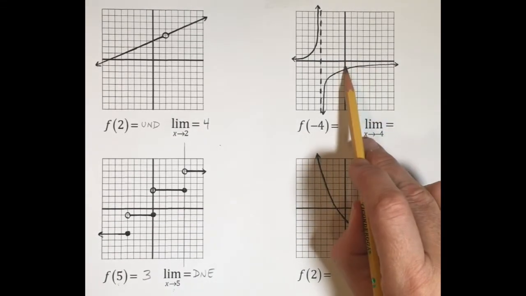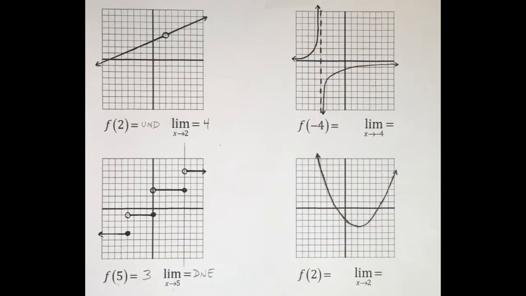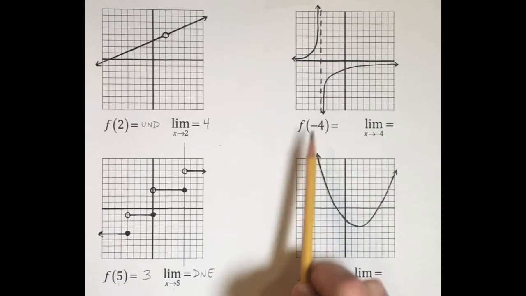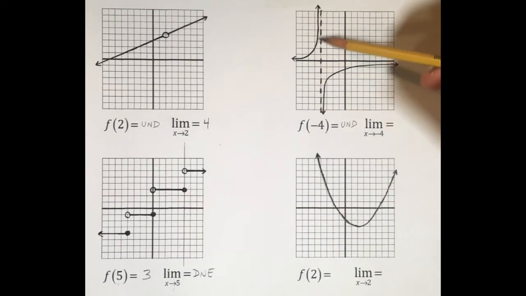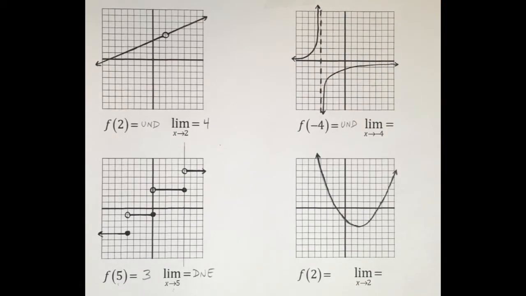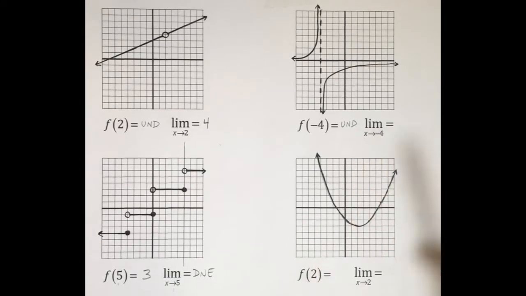Perhaps you can see that this function has an asymptote at -4. Therefore, f of -4 is undefined. The graph never crosses this asymptote of -4, so there's no output at -4. Let's talk about the limit as x approaches -4.